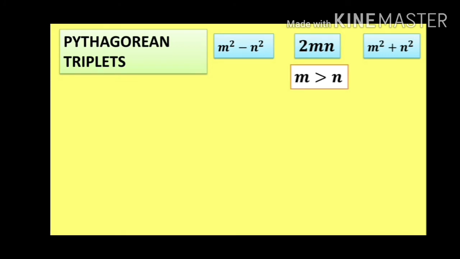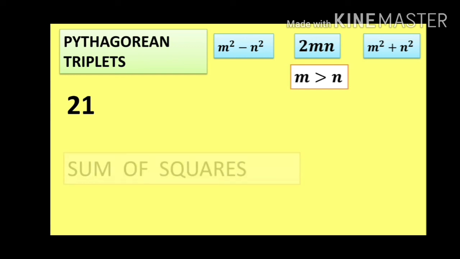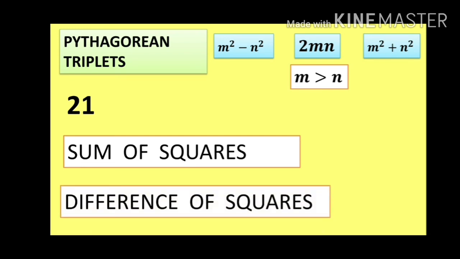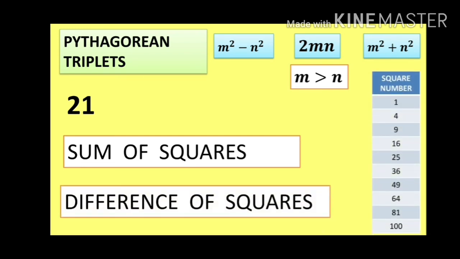So let's take another example. Let's take the number 21. Now 21 is also an odd number. So either we can take it as the sum of the squares or the difference of the squares. So let's consider the square numbers. You have to find two numbers such that when you add or subtract, you get 21.